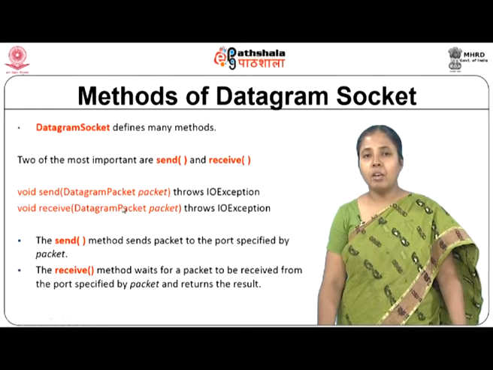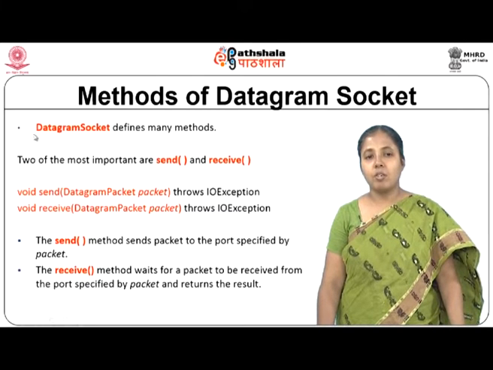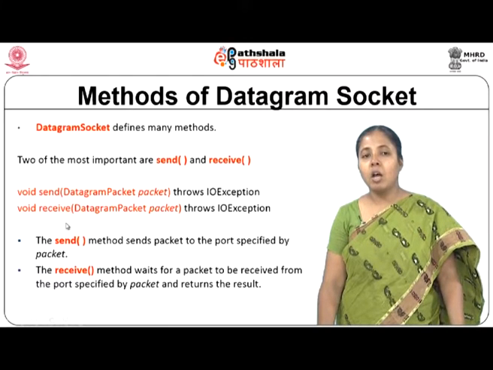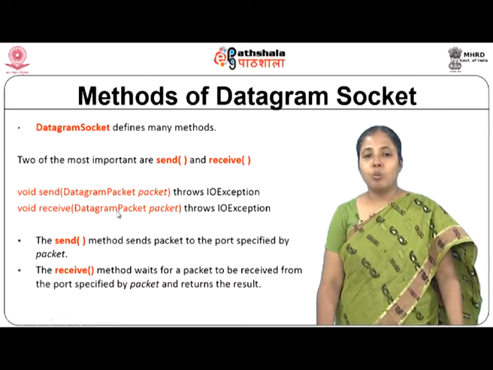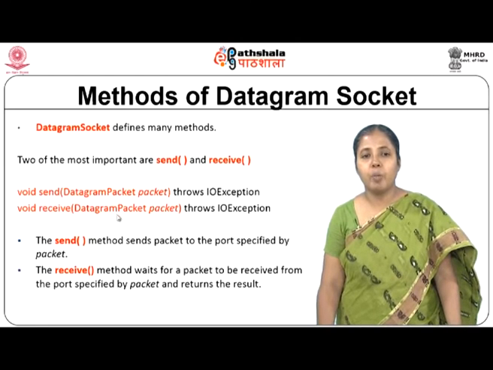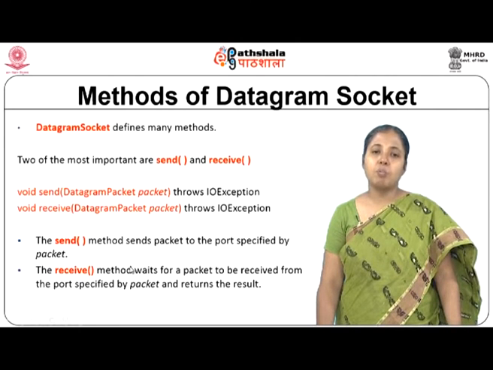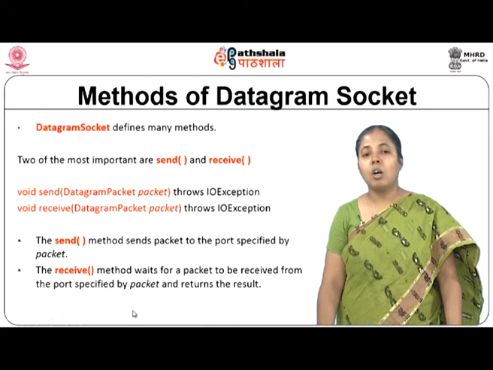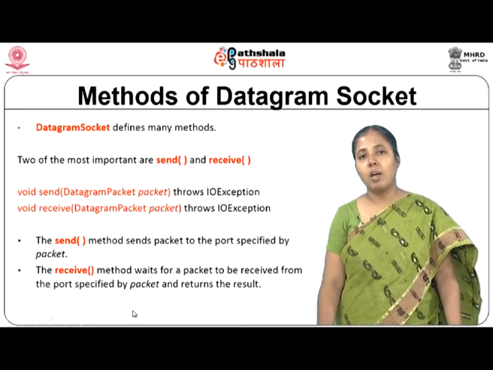A datagram packet is like a box within which you put information that you want to send and receive through the sockets. We use the send method to send a datagram packet to the other end, and we use the receive method to get a datagram packet. We will construct a datagram packet in order to receive the information. The send method sends the packet to the port specified by the packet, and the receive method waits for a packet to be received from the port specified by the packet, and it returns the result.